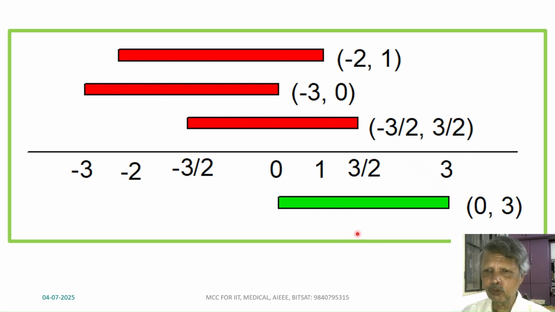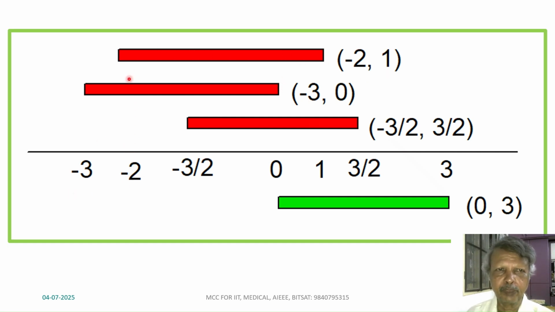Now I give you a shortcut method. You can explore this. This could prove to be easier than what we have discussed. Out of all the choices, I have drawn a number line from minus infinity to plus infinity. The left hand extreme is minus infinity, the right hand extreme is plus infinity. Now the choices are minus 2 comma 1, minus 3 comma 0, minus 3 by 2 comma 3 by 2, 0 comma 3.